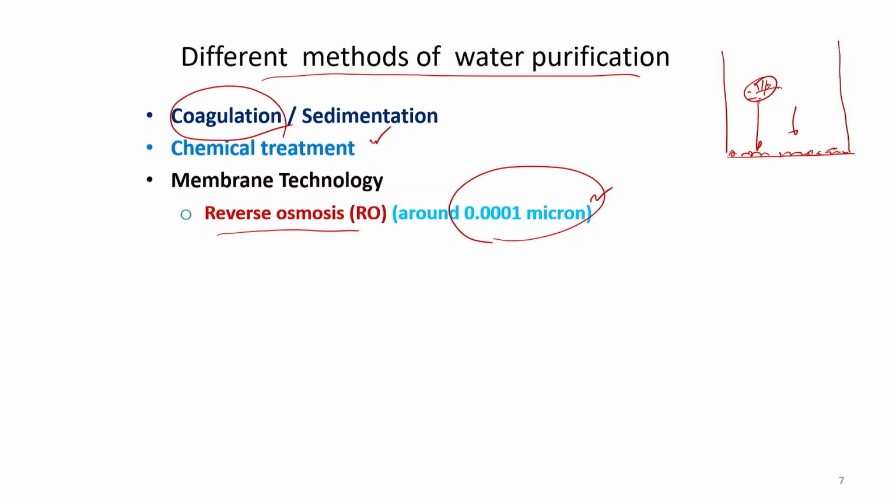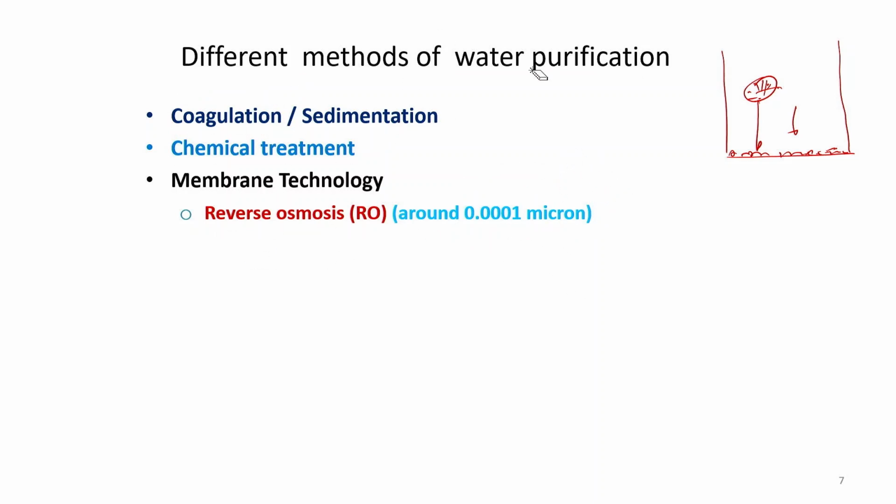Sometimes the problem here is that RO will remove all the salt, making the water basically soft water. It will remove harmful salt, but at the same time it removes the helpful salt that is required by us. So, that is the problem with RO, which we will discuss. Typically the size of RO pores is 0.0001 micron, which is typically in nano size.